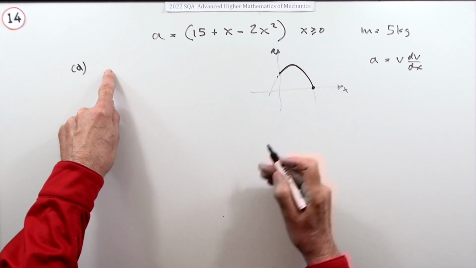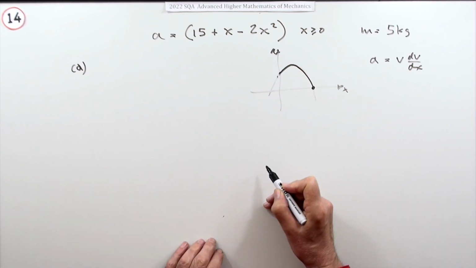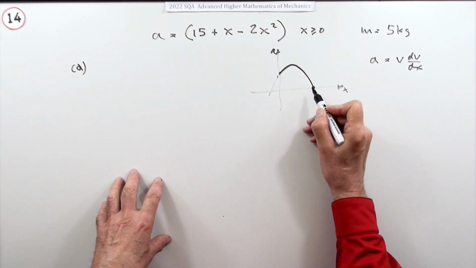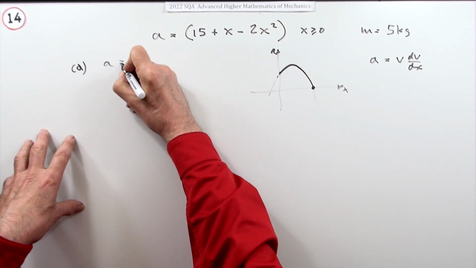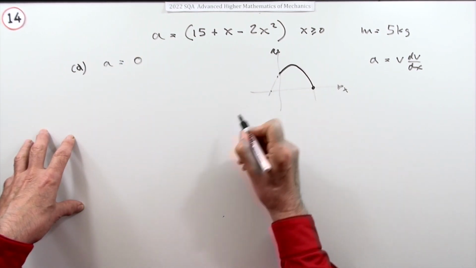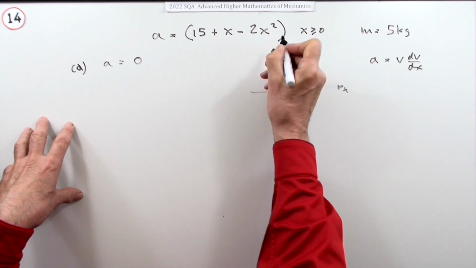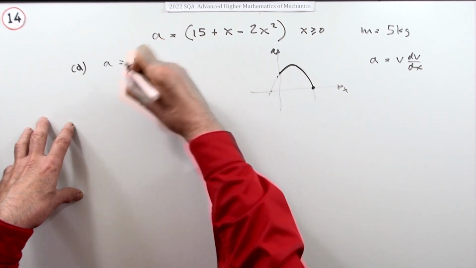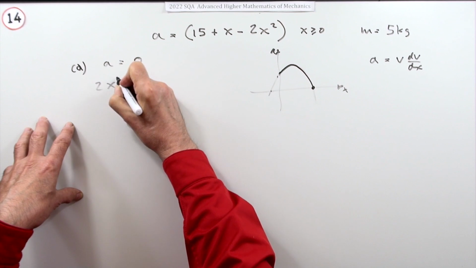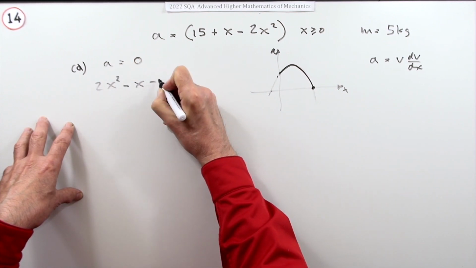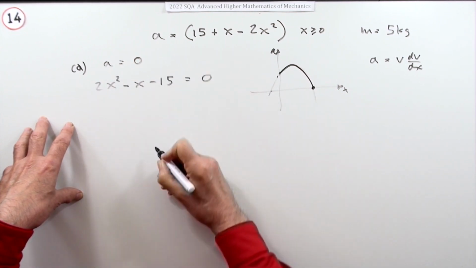So in order to find that, you need to find this value of x here. That's when a reaches 0. So I want to know when a reaches 0. I don't want this negative value here. So you just want to solve that equation. I think I'll just write that the other way around. So you're really solving 2x squared minus x minus 15 equals 0.